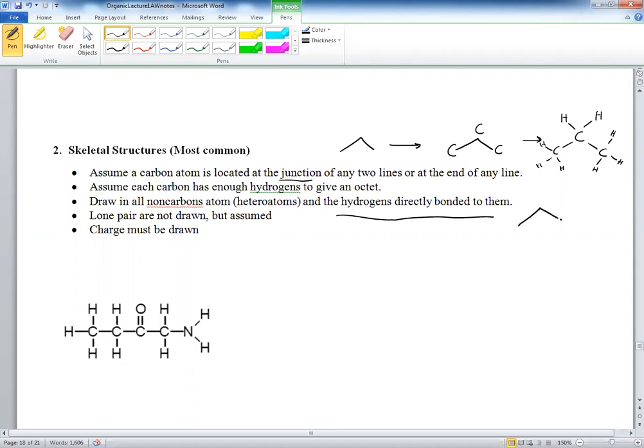So if you end up with this, notice how I'm drawing an NH2. I didn't say N, because we might think that it's an N with lone pairs on it, and that makes it a whole different substance. Lone pairs are not drawn but assumed, so you will not see lone pairs again, but you will again use your octet rule understanding to know that it has to have an octet. And the charge must be drawn. So if you have a negative, you have to put it.